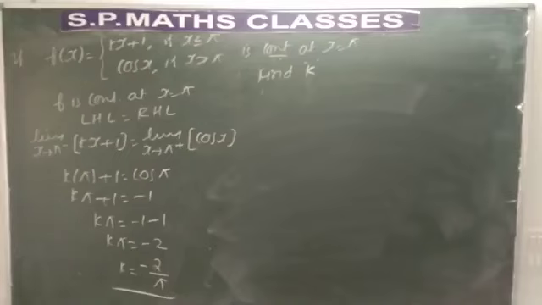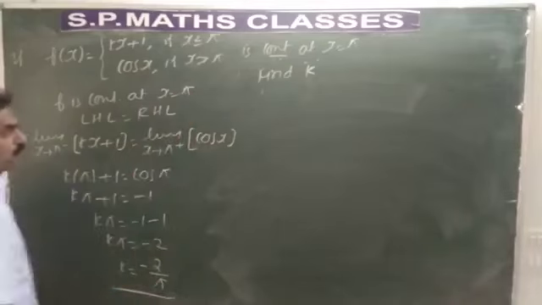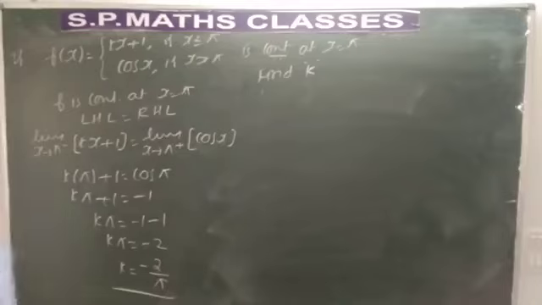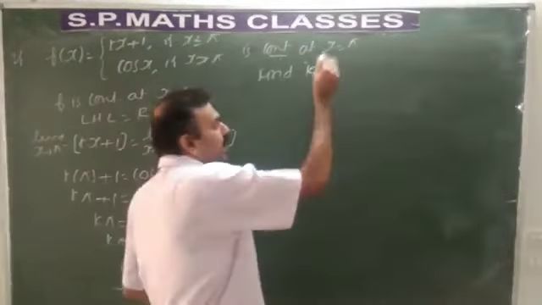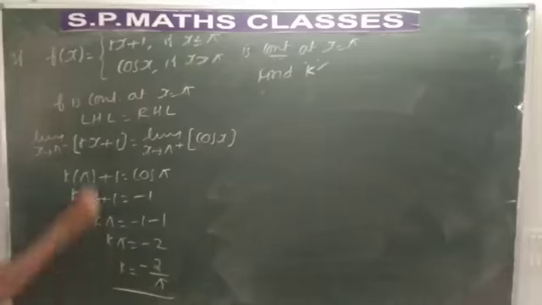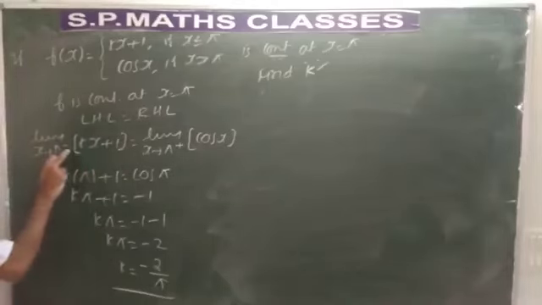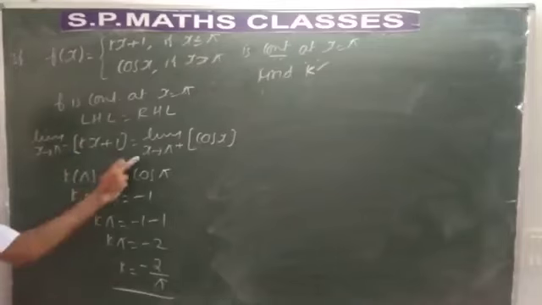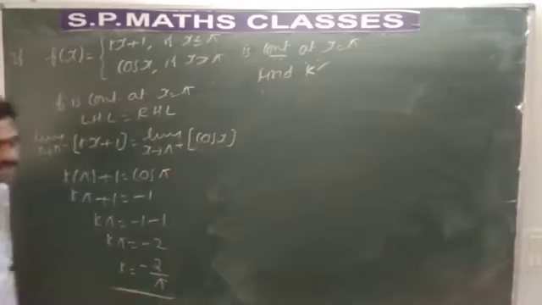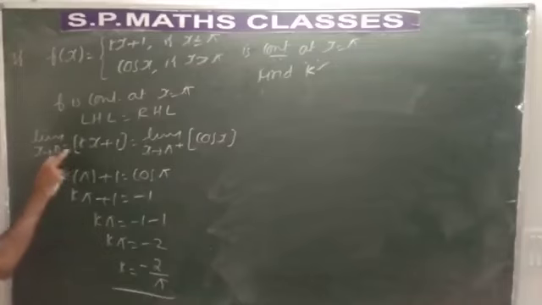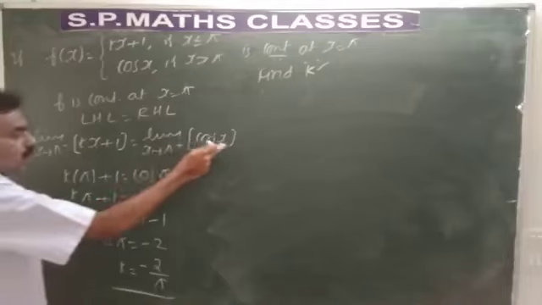What is given? F of x is continuous at x is equal to pi. So if f of x is continuous at x is equal to pi, we need to find the value of k. So left hand limit should be equal to right hand limit. Limit as x tends to pi minus kx plus 1. Limit as x tends to pi plus cos x. So what happens when you take x is equal to pi here? K into pi plus 1. RHS, it is cos pi.